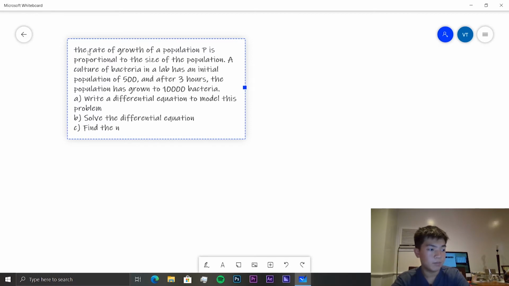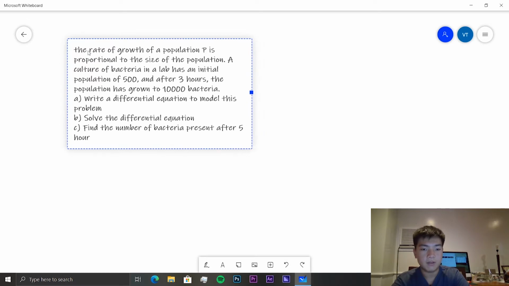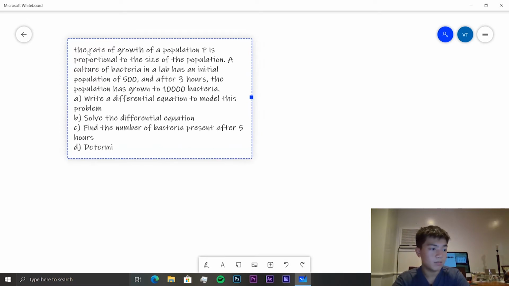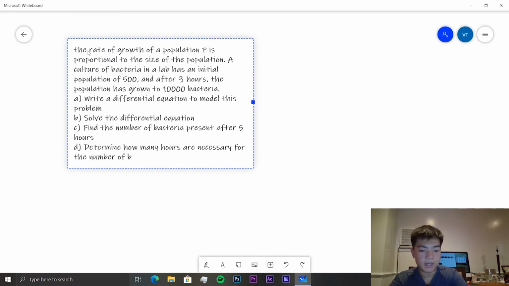Next, find the number of bacteria present after 5 hours. And finally, determine how many hours are necessary for the number of bacteria to reach 500,000.